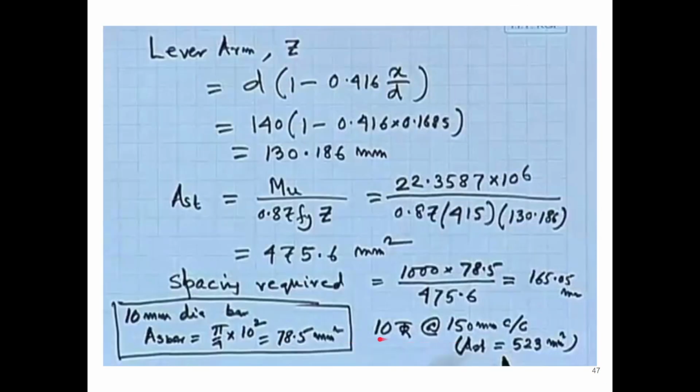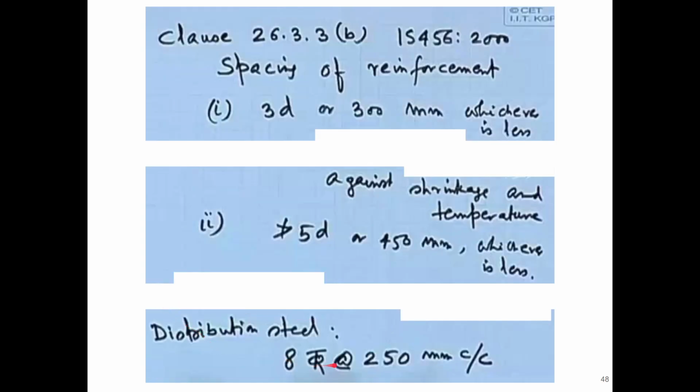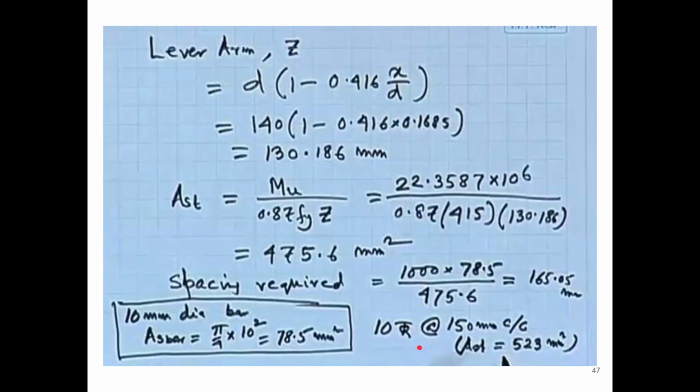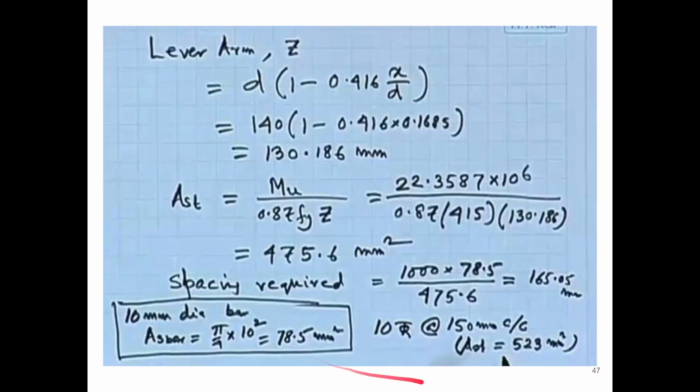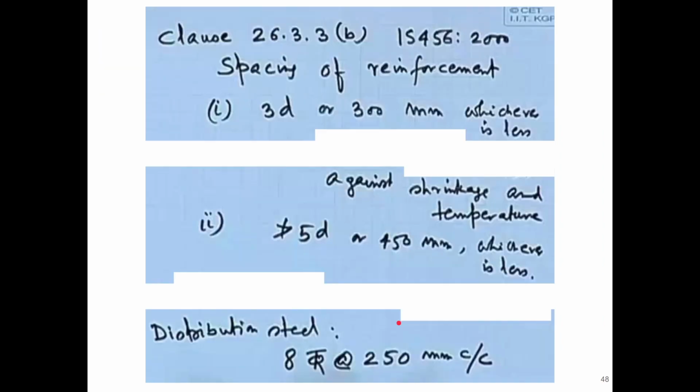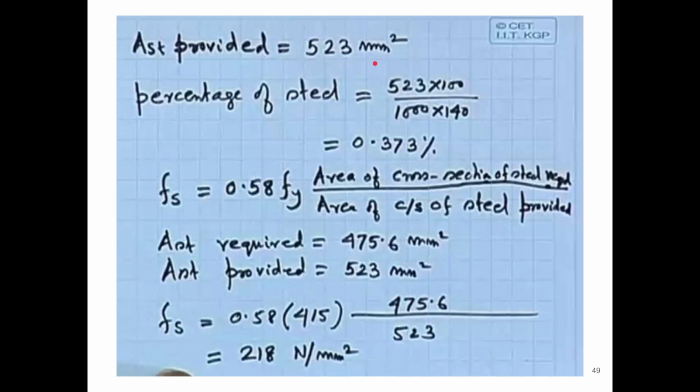And the secondary reinforcement will always be less than this. Less than this means the diameter will be less but the spacing will be more. So it will be 8 phi at the rate of 250 mm center to center. Here also these conditions are satisfied, 250 is less than 300 and 250 is less than 420, right? The secondary distribution reinforcement diameter will always be less than 10, less than the primary one. So generally 8 is used, or it can go for 10 if we change this to 12. So AST provided is 523 mm square.